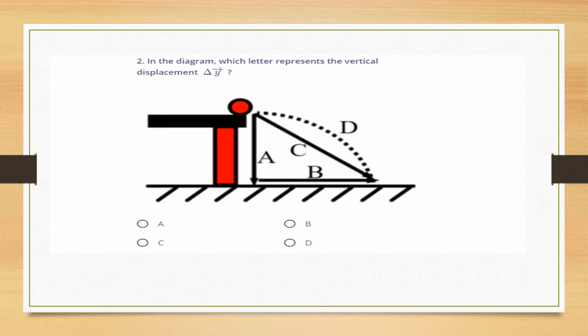In the diagram, which letter represents the vertical displacement delta y? A, B, C, D. The answer is A.